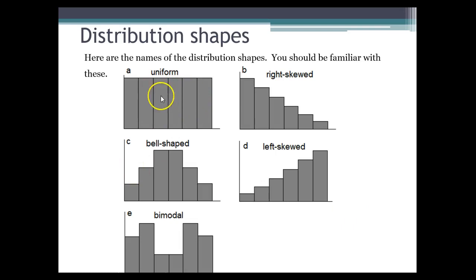This one is uniform. This one is right skewed. Think of this as right skewed means the long tail is out to the right. This one is left skewed, meaning that the long tail is out to the left. Bell-shaped, we'll see this one a whole lot this semester. And then bimodal, if you remember what the mode is, it means two modes. So two modes in the data.